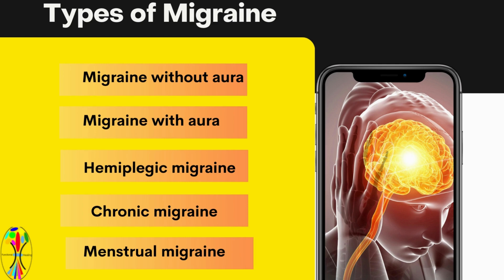Last but not least, there is a migraine that we call menstrual migraine, and this is experienced by women, and this is linked to the periods or the menstrual cycle. These migraines typically occur in the days leading up to, during, or after the menstruation. And these menstrual migraines are directly indicating the presence of hormonal imbalance.